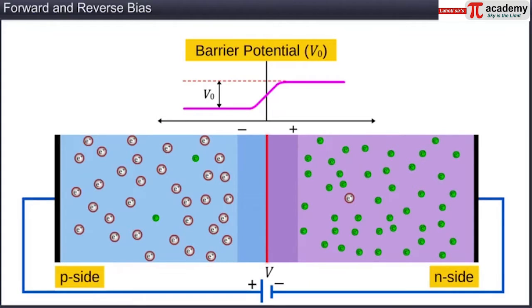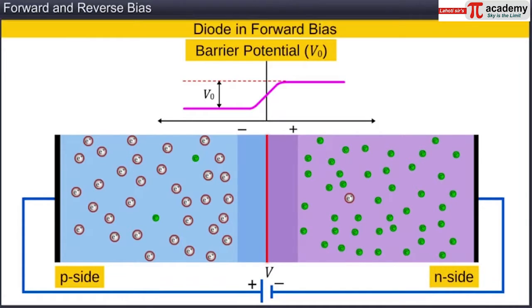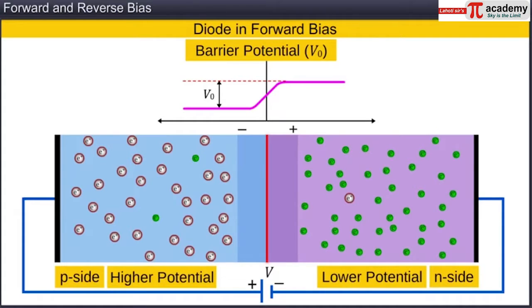Now, let the PN junction diode be connected to a battery such that the P side is connected to the positive terminal and the N side is connected to the negative terminal of the battery. When connected in this way, the diode is said to be forward biased. When a PN junction diode is in forward bias, the potential of the P side is raised, and now the P side is at a higher potential and the N side is at a lower potential.